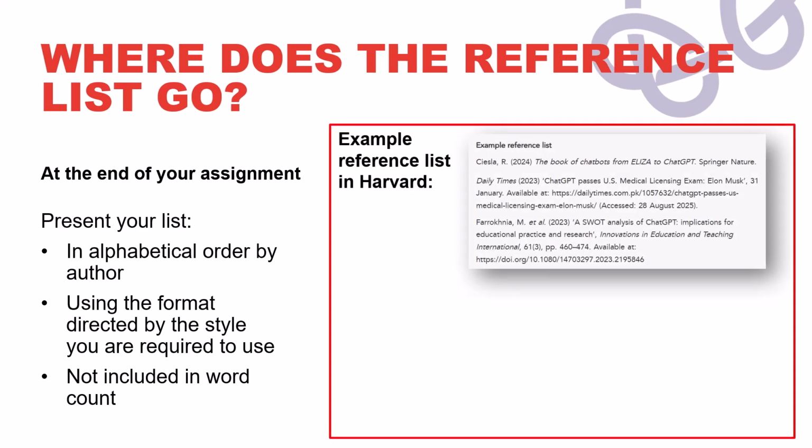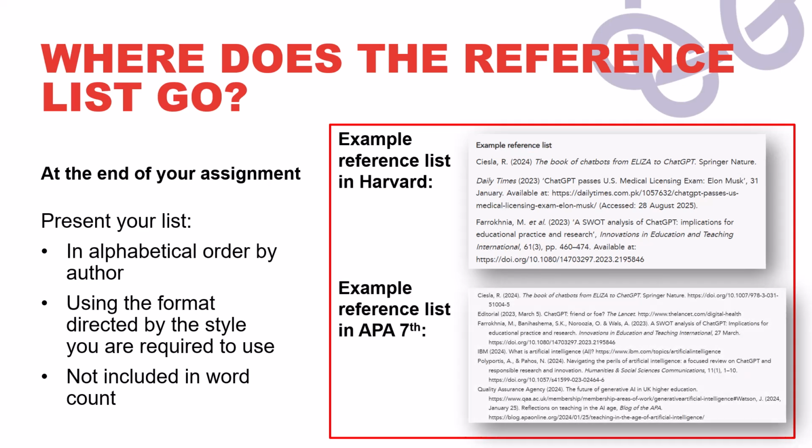Now, Cite Them Right online has example reference lists. So this is a Harvard example, and this is an APA 7th example. These examples are really useful to compare your reference lists once you've built them, so you can see if you are formatting yours in the same way.